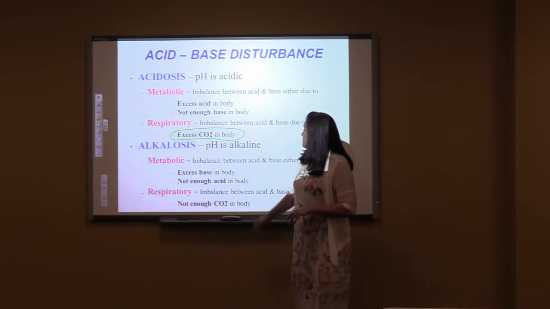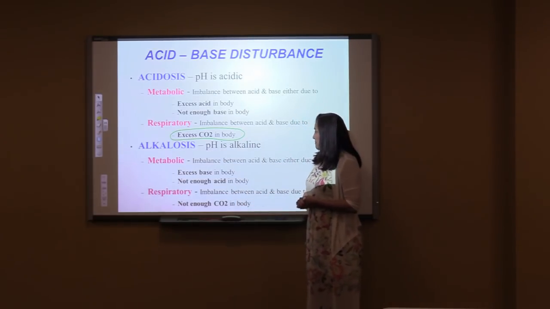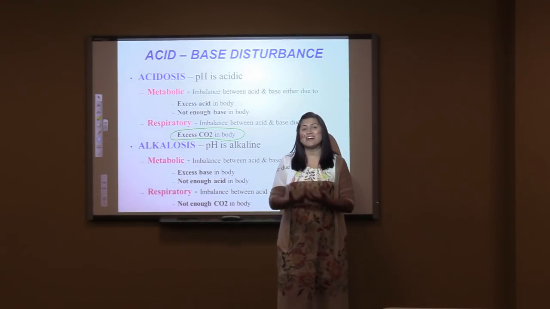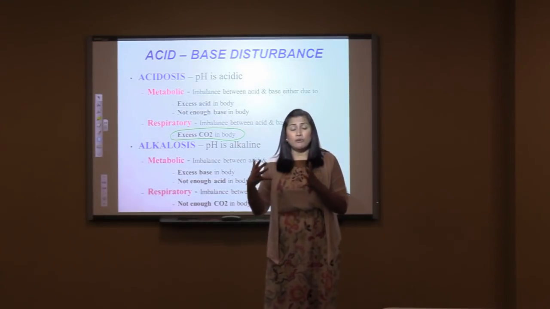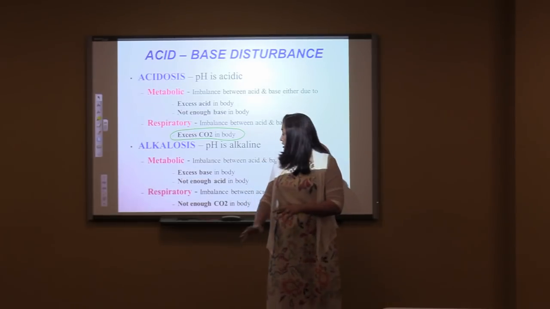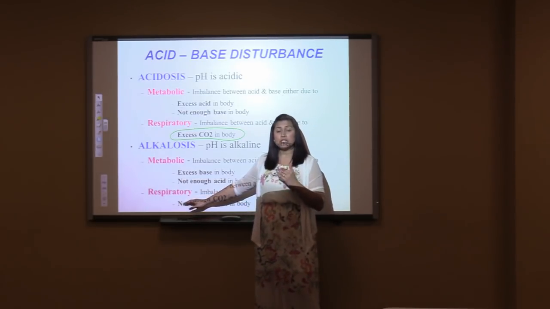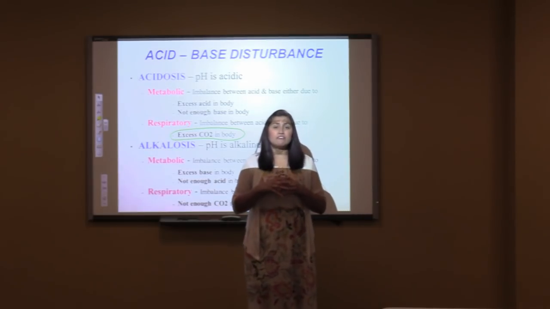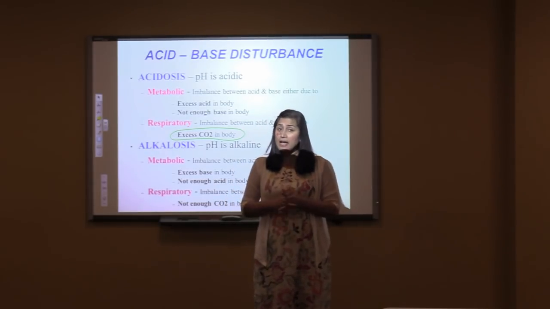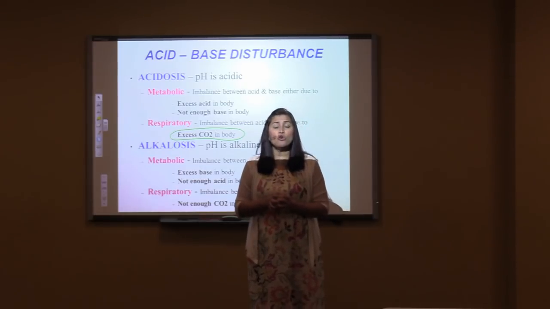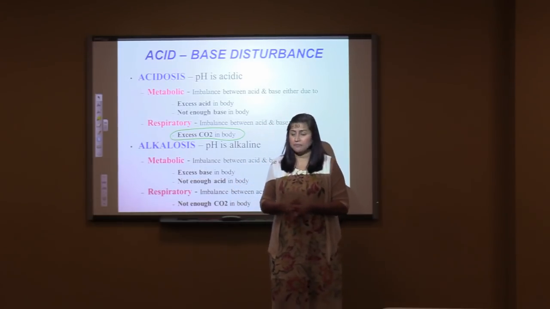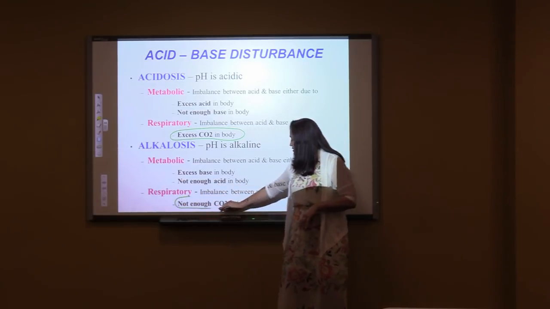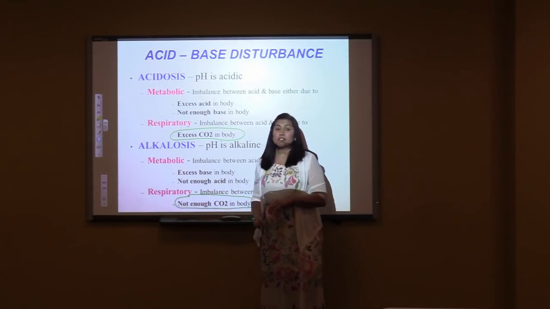Okay? Now let's talk about alkalosis. Your pH is alkaline, meaning you don't have enough acid in your body. You actually have too much base. Let's start with the respiratory. When you say you have respiratory alkalosis, that means you do not have enough CO2, because CO2 is acid, and now you don't have enough CO2, causing you to become alkaline. Okay? So, key thing, not enough CO2.